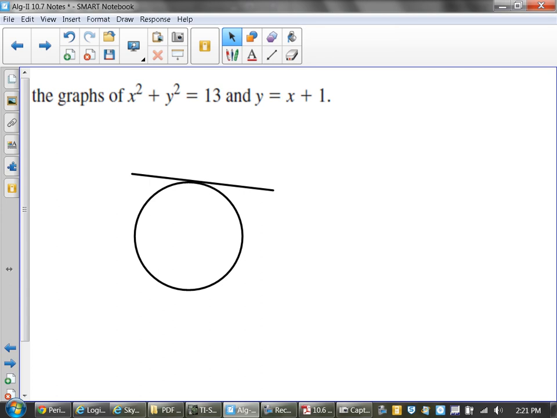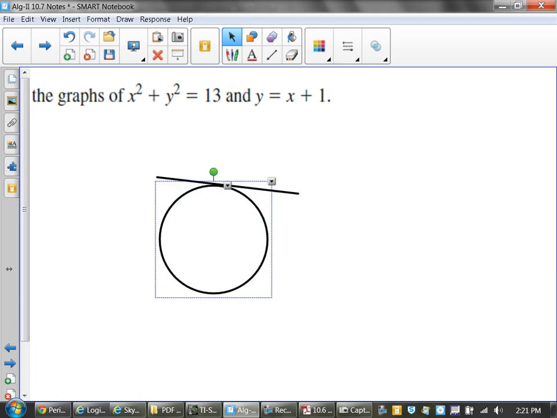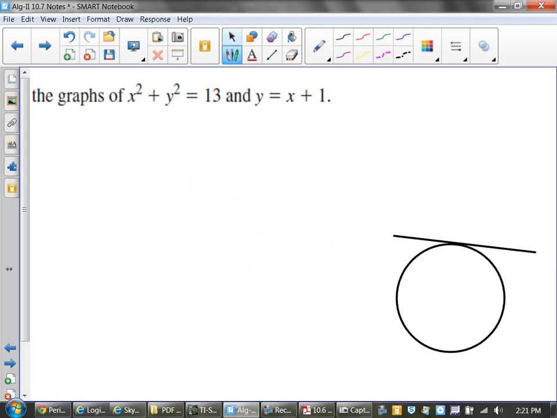So what we're going to do here is figure out these intersections of ordered pairs. So if you take a look at what you have, y equals x plus 1, and you know that x squared plus y squared equals 13. Can't you just substitute in? If y equals x plus 1, can I do x squared plus x plus 1 quantity squared equals 13? So it'd be 2x squared plus 1 equals 13.